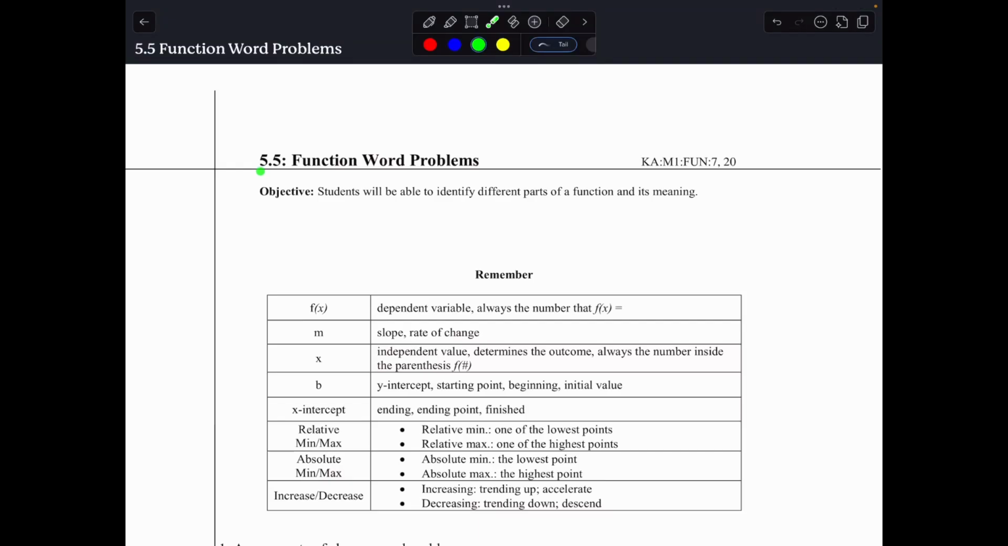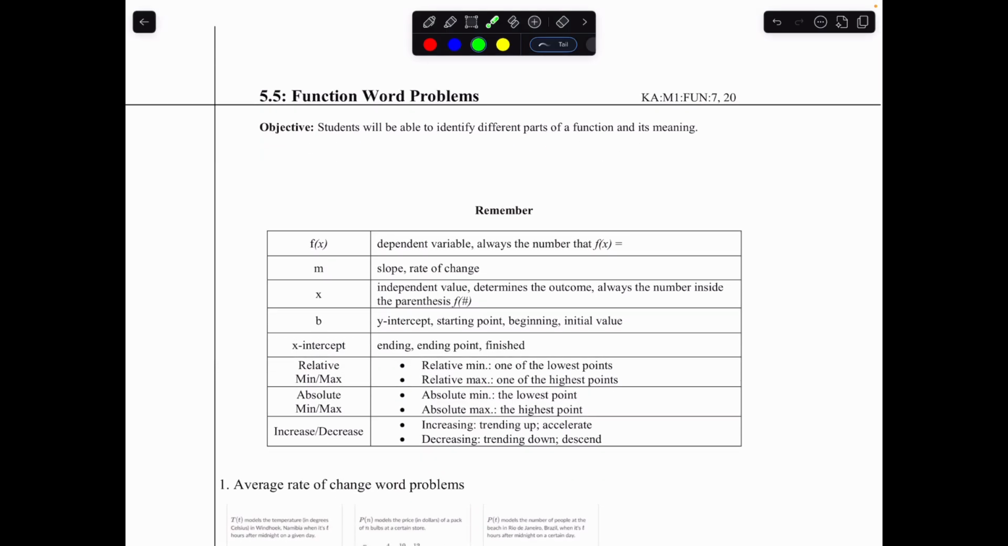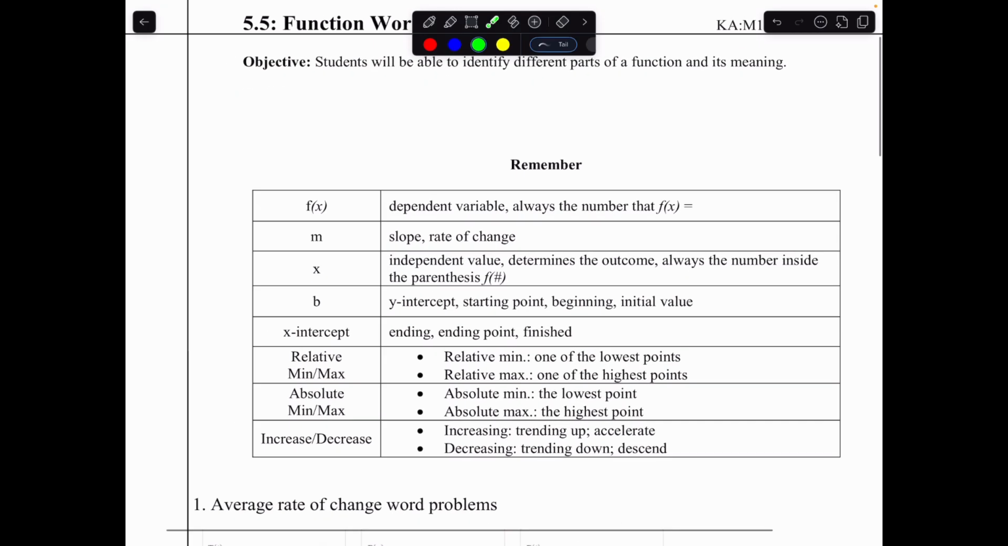All right, this is lesson 5.5, function word problems. Our objective is that you'll be able to identify different parts of a function and its meaning. So I have a table for you right here. You can refer back to this as you work on these word problems in Khan. It gives you some keywords.